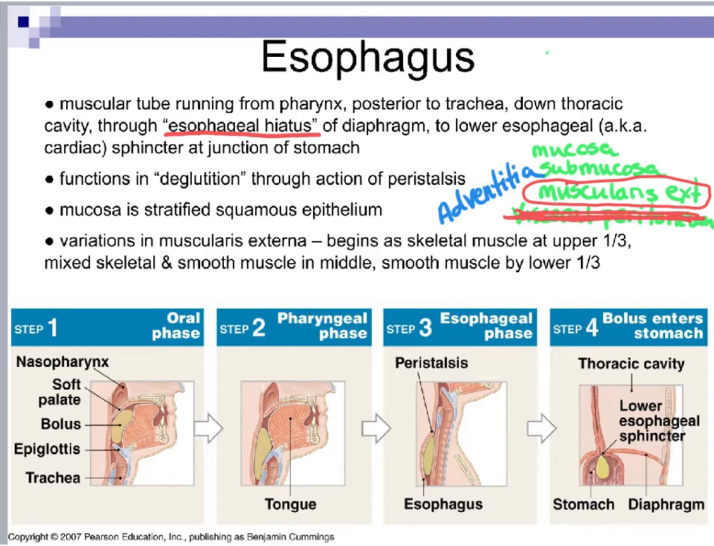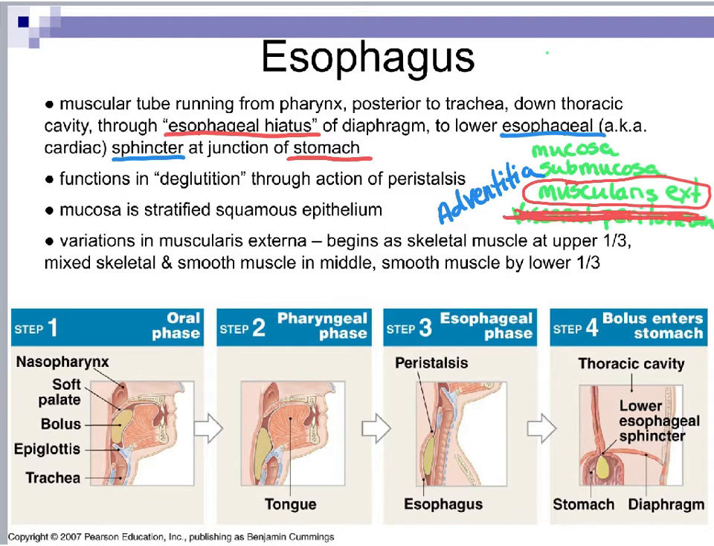And then that joins with the stomach at a structure that we call the esophageal sphincter. And that esophageal sphincter is a smooth muscle that should contract to prevent stomach contents, like stomach acid, from regurgitating into the esophagus.